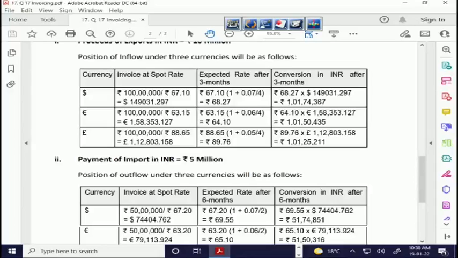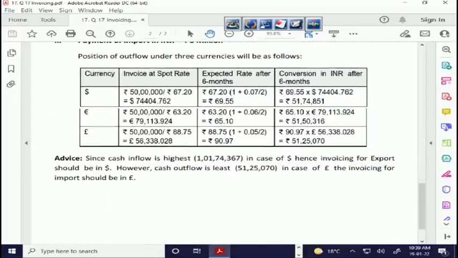I said 10.175 million. Okay, that way. This is for this thing. So it's written since cash flow is highest in case of dollar, hence invoicing for export should be in dollar. However, cash flow is least in case of pound, so invoicing should be in pound.